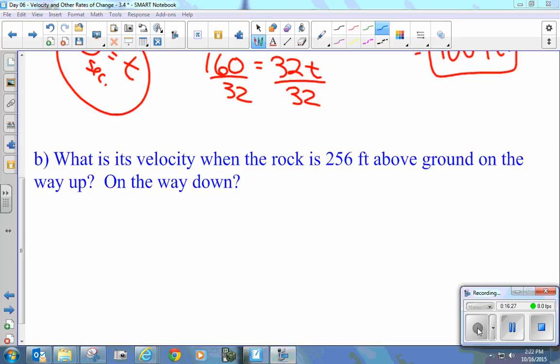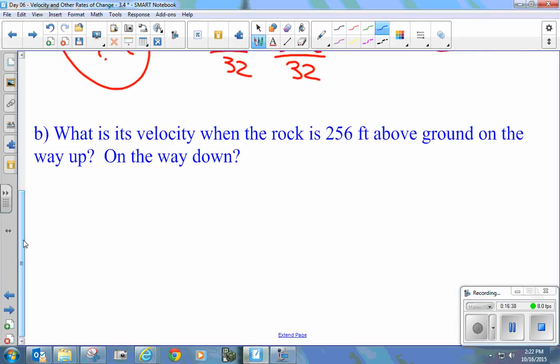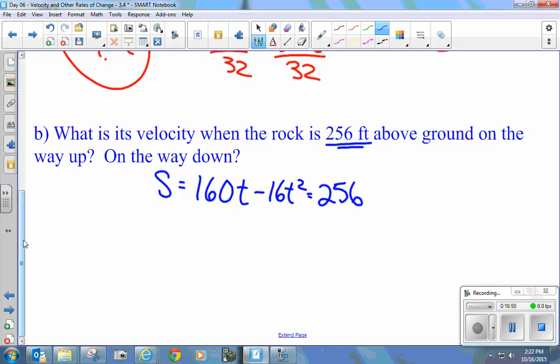What is the velocity when the rock is 256 feet above the ground on the way up, and on the way down? All right? So if this is the position, I'm going to use my position equation. We have 160t minus 16t squared equal to 256. That's the position where I want the velocity. I'm going to bring my 160t and 16t squared over. So that would give me 16t squared minus 160t plus 256 equals 0.